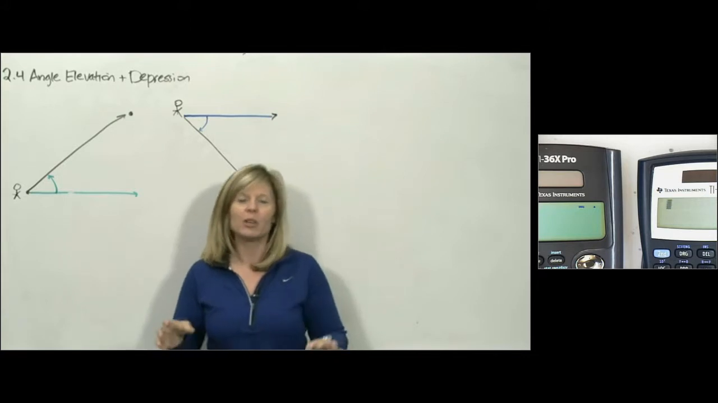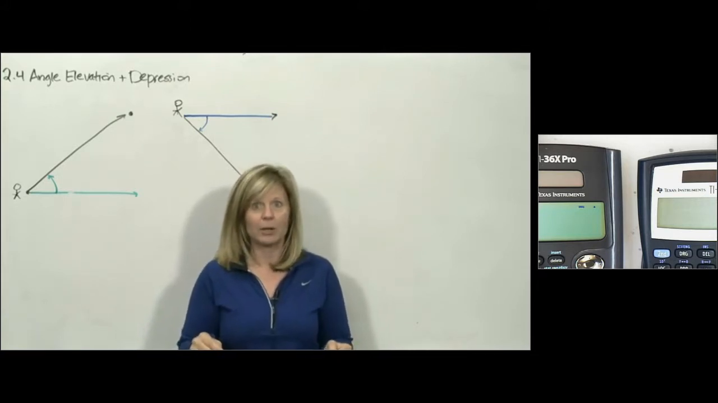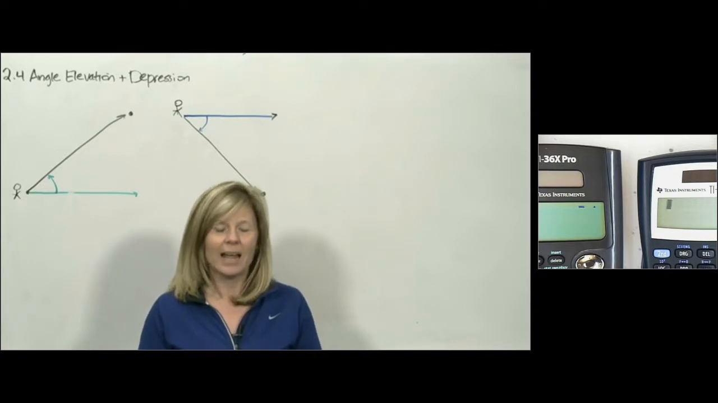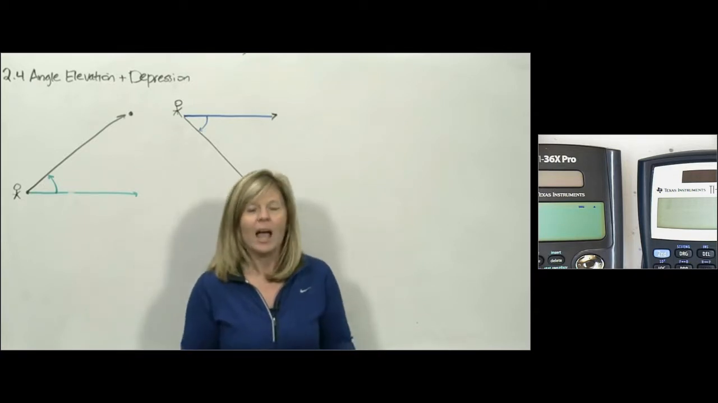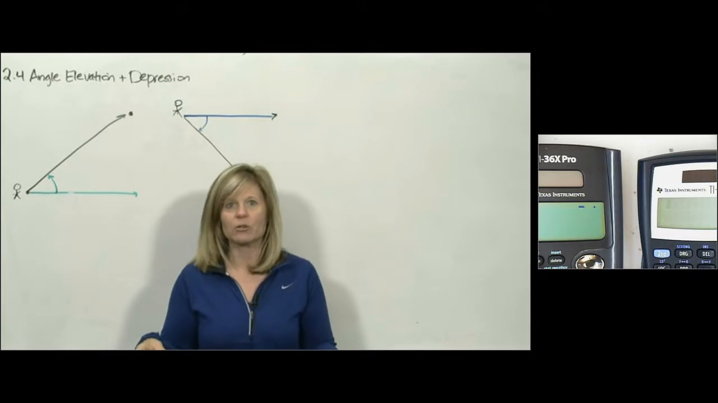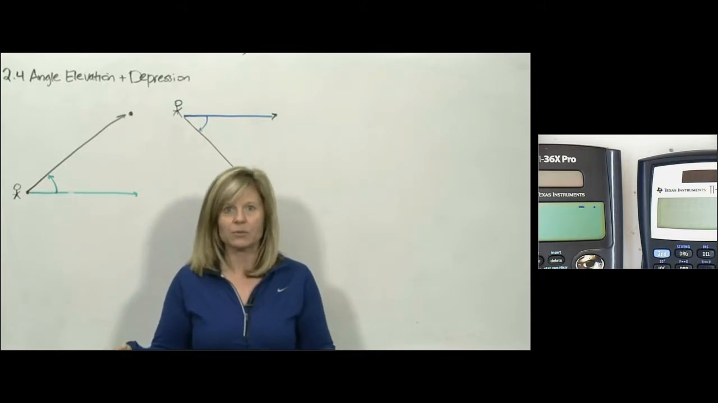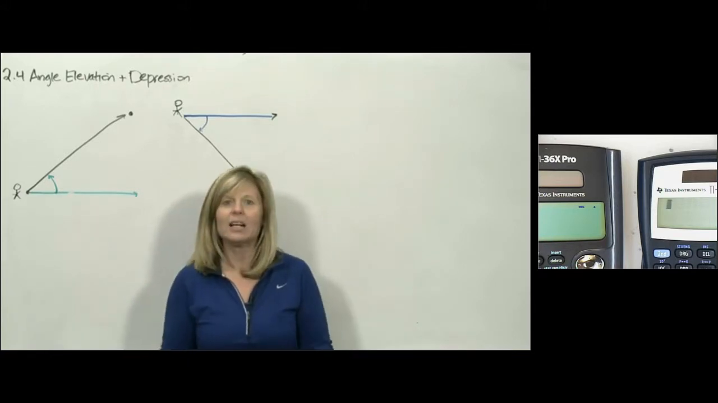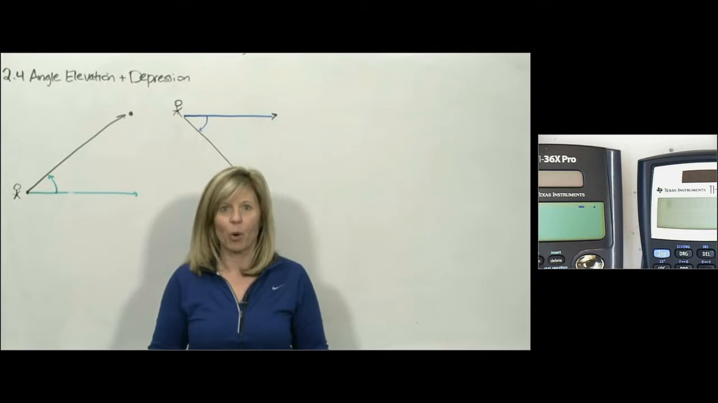Okay, before we can begin the word problems, we got to learn some vocabulary. Our two words today are angle of elevation and angle of depression. And these are very easy words to understand. Think about what the word elevate means. Elevate means to go up. So an angle of elevation is an angle formed when you physically look up.